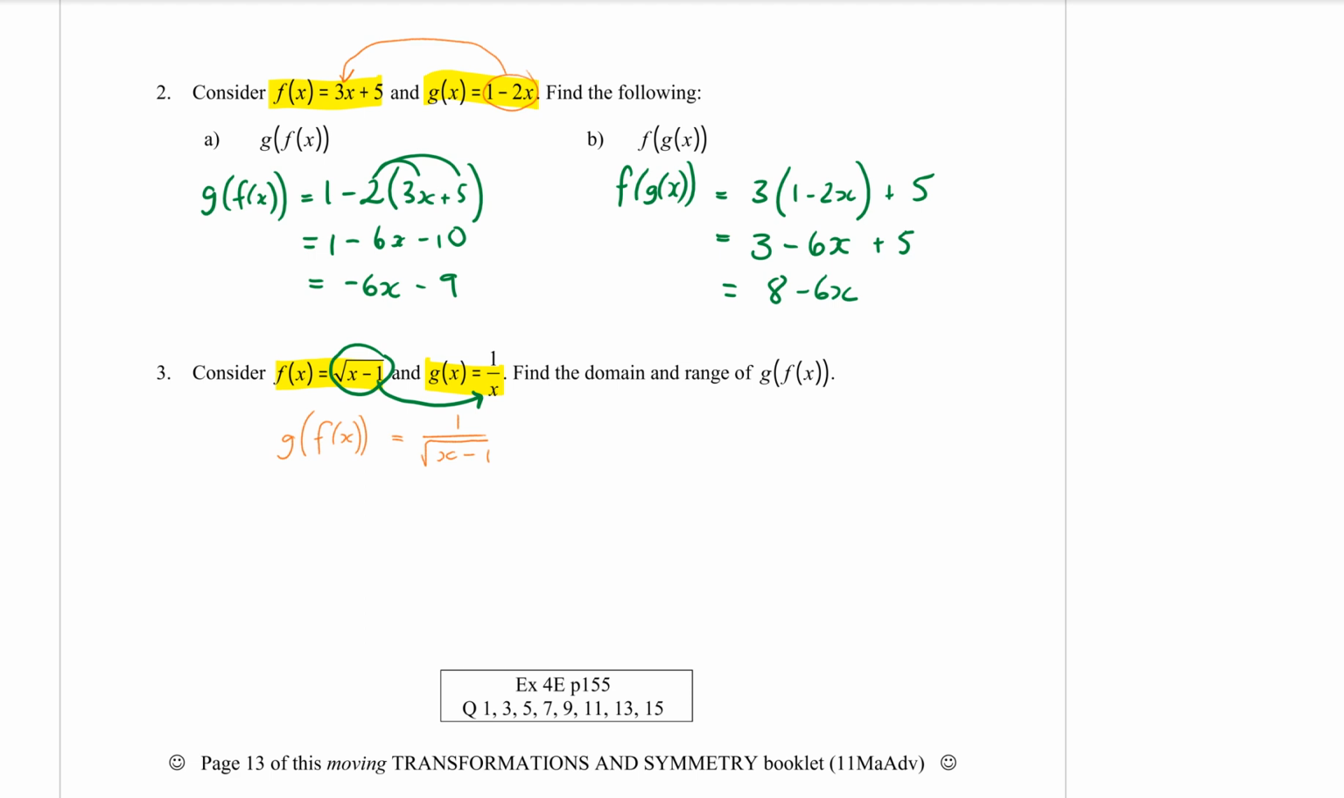Domain, however, is usually the easiest to find. We're looking for what are the possible x values that it could have. Now, the fraction tells us the denominator can't be 0, so we know that x cannot be equal to 1 because that would make the whole surd 0.